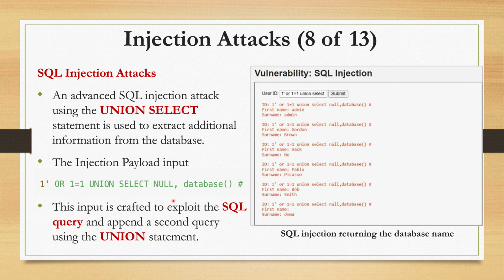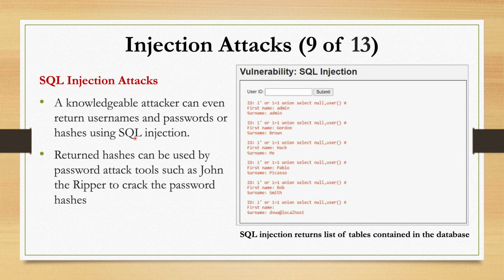Now, the null is a placeholder used to match the column count of the original query, and database() is the built-in SQL function, by the way, that returns the name of the currently selected database. This part essentially attempts to append the name of the database to the query's output, and it's going to result in this type of output right here.